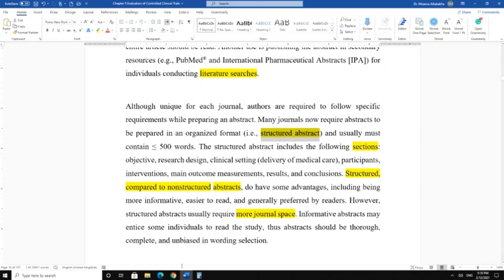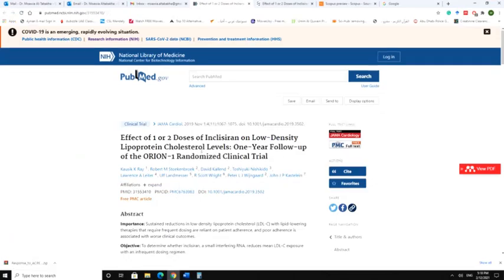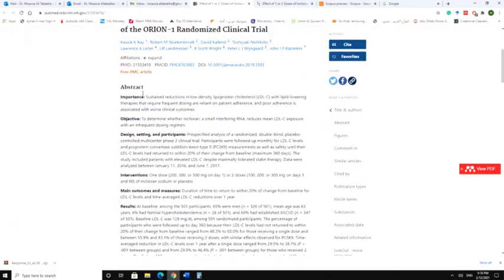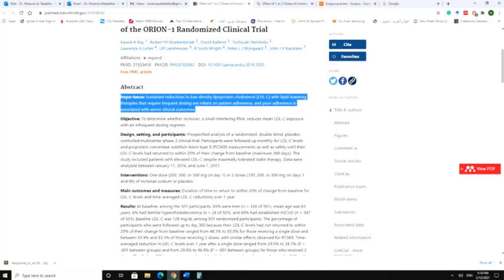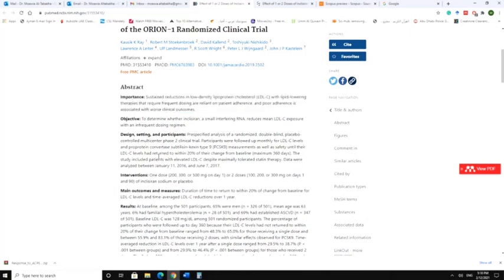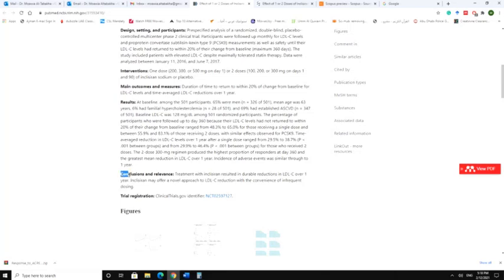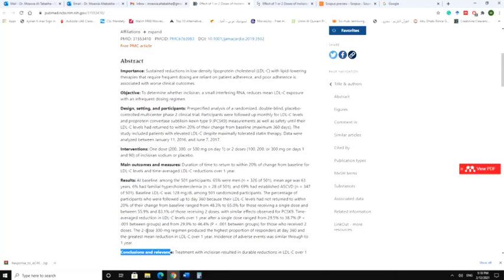What does structured mean? Let me go to the example I was talking about here. See, this is the abstract and it's structured. It contains subheadings: importance, objective, design, setting and participants, intervention, main outcome measures, results, and conclusion and relevance. Of course these subsections can differ from one journal to another, but what I mean to say here is that it is structured, meaning it has headings.